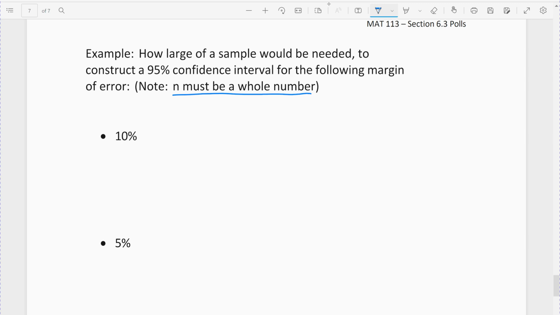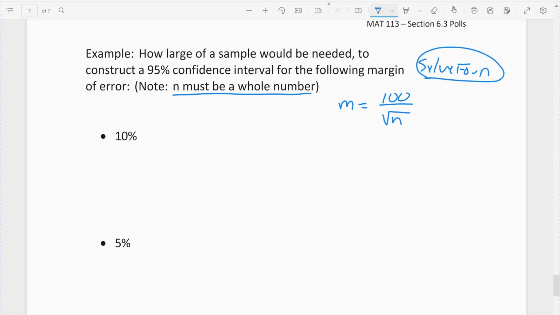So before I get to the percents, I'm actually going to go over here and do some scratch work. So remember what the margin of error was, right? Margin of error is equal to 100 divided by the square root of n. Remember that gives us our margin of error as a percent. We want to solve for n. n is what we want to solve for.